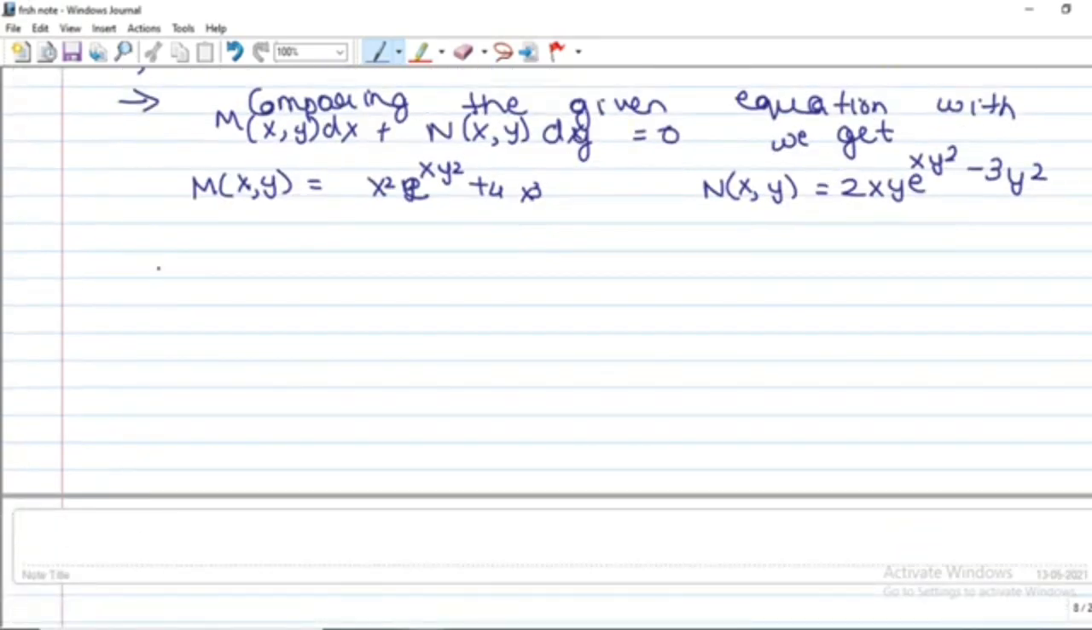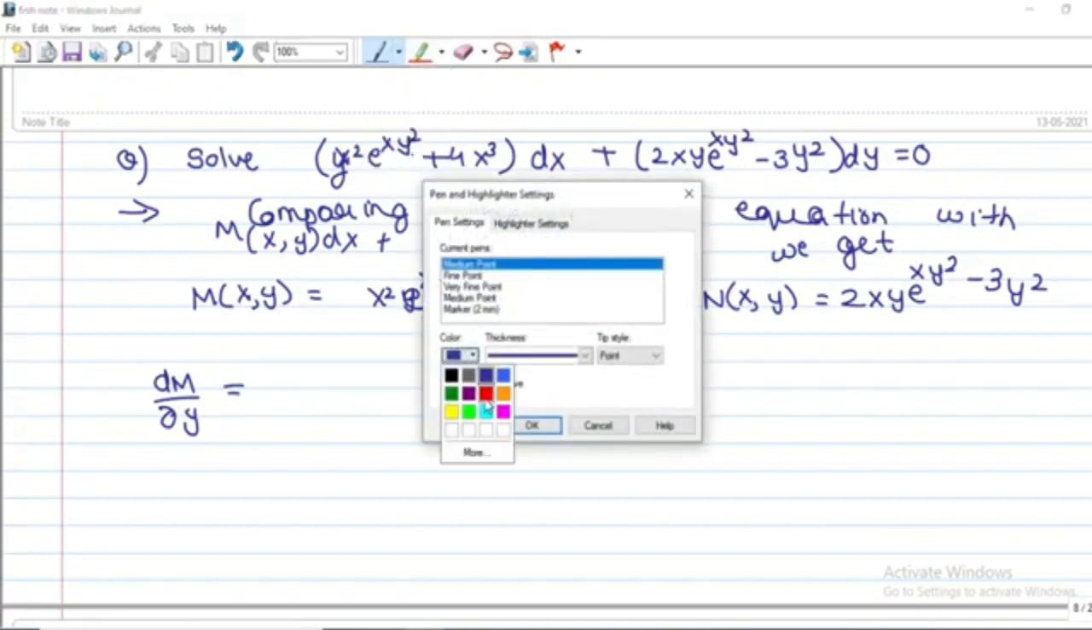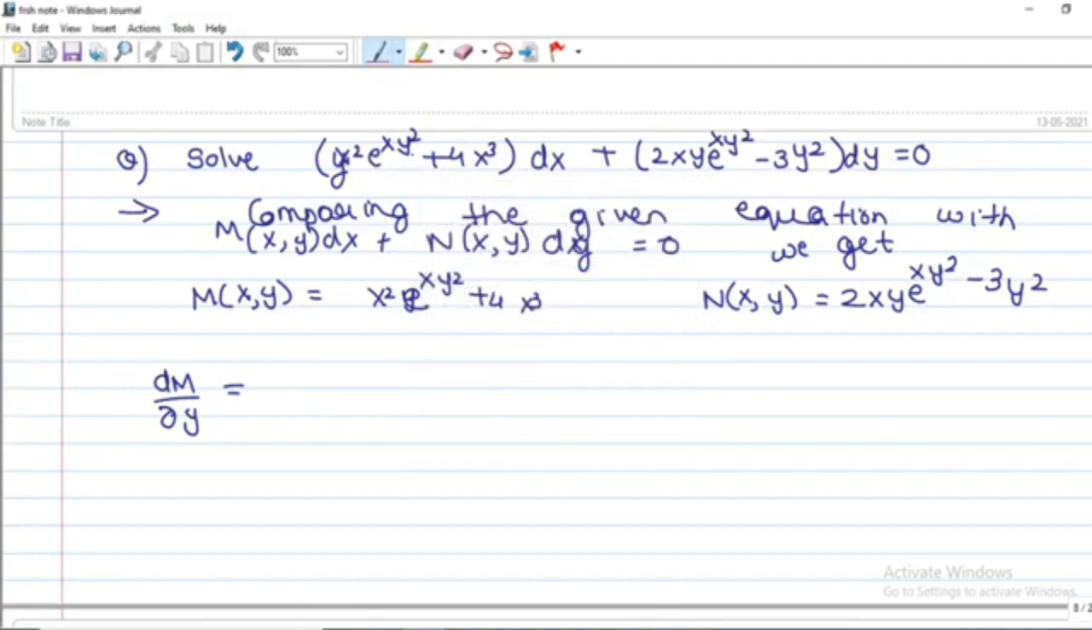After this, what do we need to check? We need to check dou M by dou y, which is nothing but, if you are checking this, there will be differentiation of this, but hope we have not done anything wrong. Okay, there is an error in the question. This should be y. So there is an error in the question. Let me highlight it with another color. This will be y square, not x square, y square. So here it will be y square.